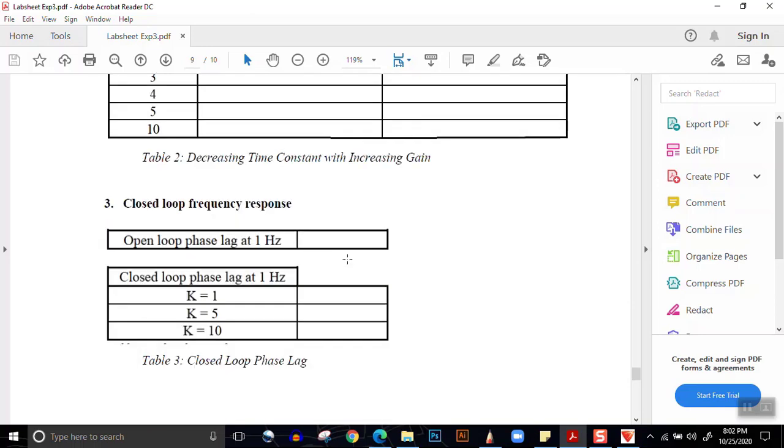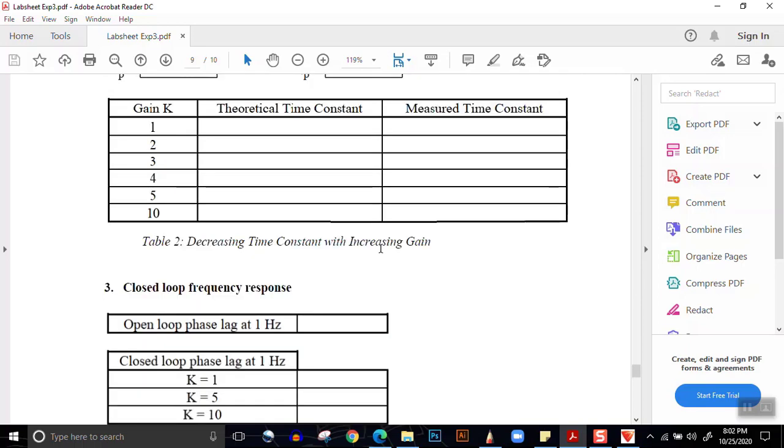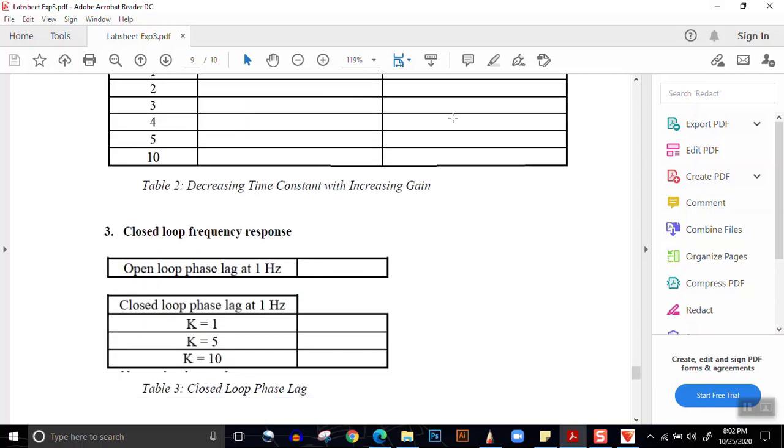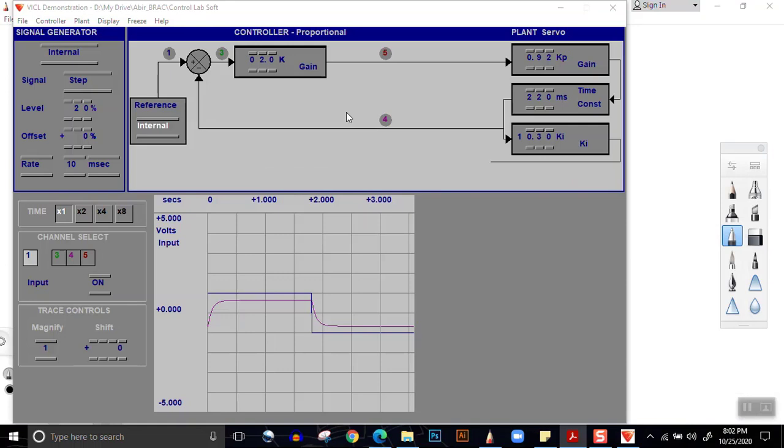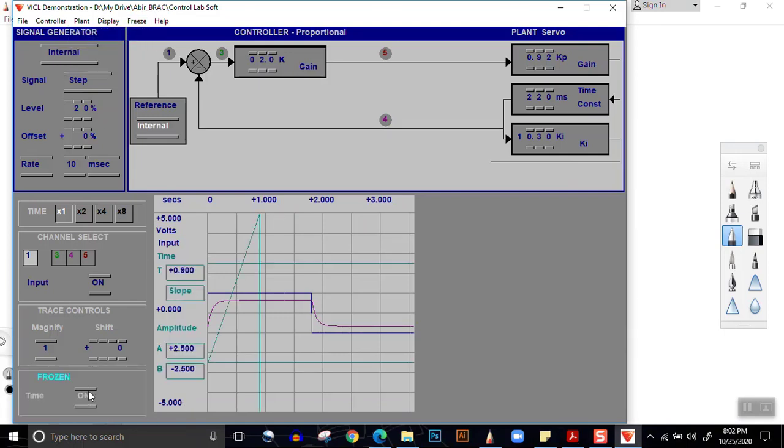And the last part of the experiment is finding the open loop frequency response. Before we go on to that, let's measure the time constant for k equal to 2. What we need to do is freeze. So for measuring time constant, the first thing that we need to do is find out the output span. So we select the top part here.